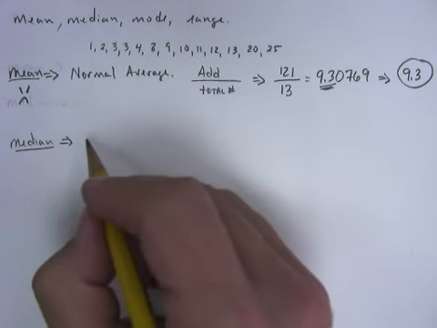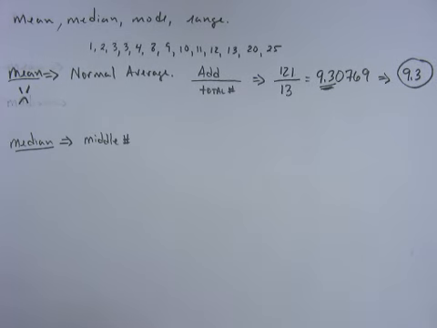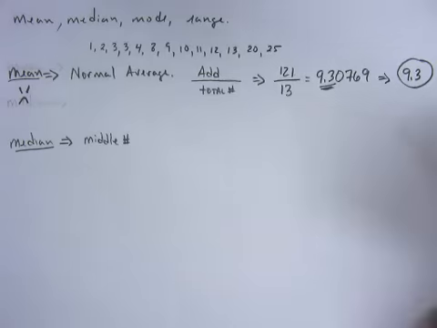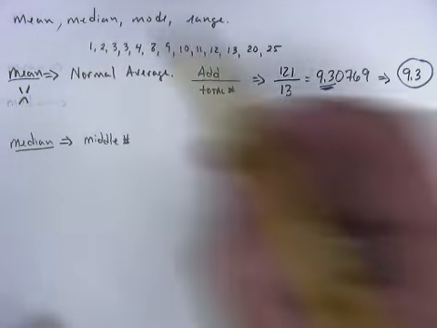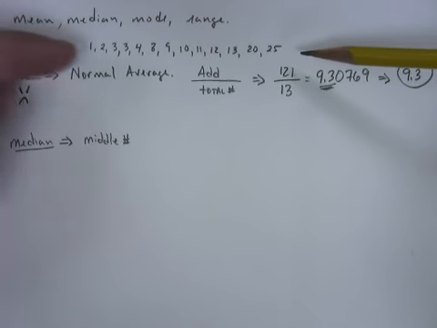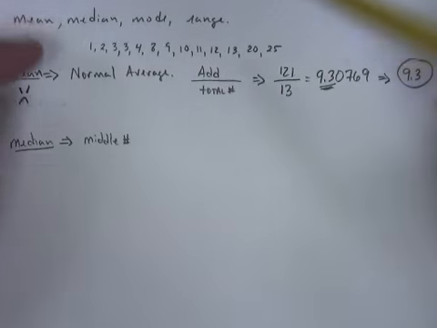Okay, the next one is the median. And the median is very simple. It's the middle number. Here's the way I think about it. To find the middle number, I work both ways. I work from left to right and then right to left, and I work in until I get to the middle number. So watch what I do.